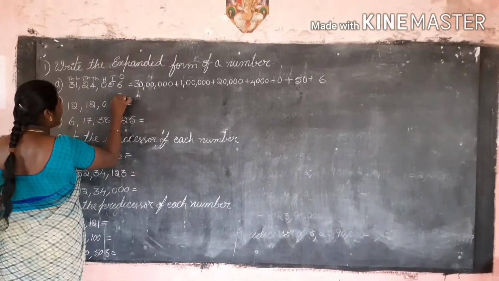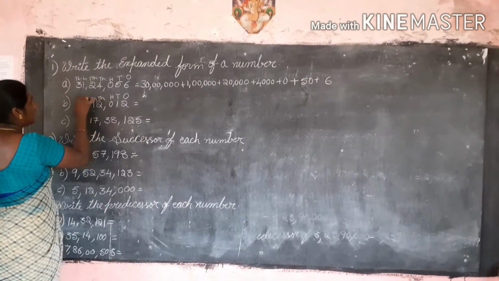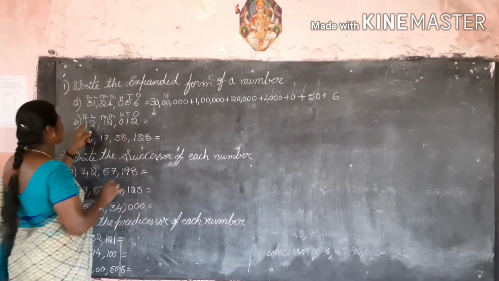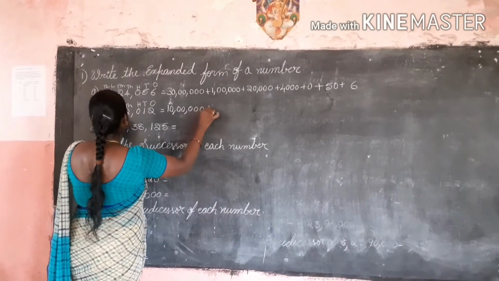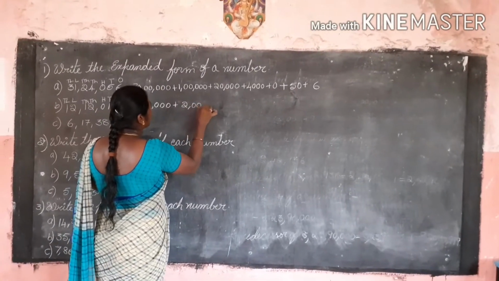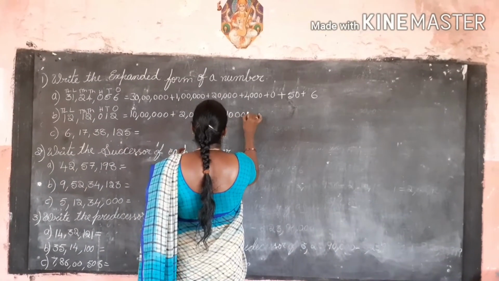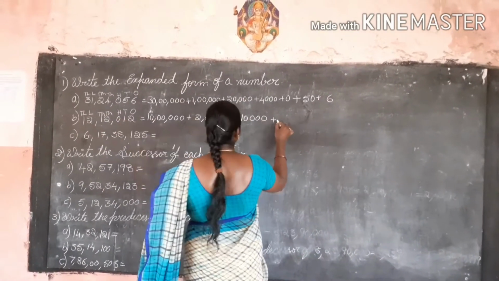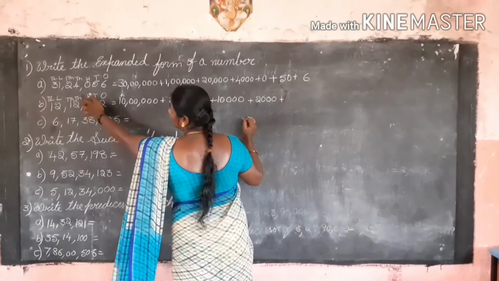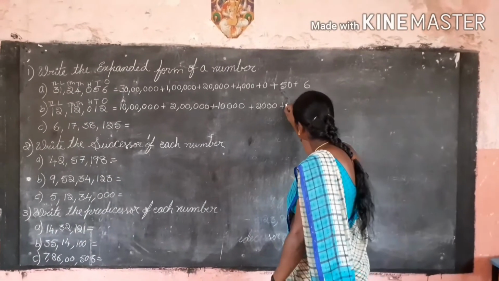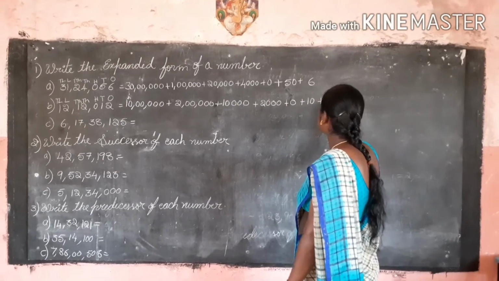Again here, ones, tens, hundreds, thousands, 10,000s, lakhs, 10 lakhs. Next, same. 1 is in the 10 lakhs place, 10 lakhs. 2 is in the lakhs place, 2 lakhs. Plus 1 is in the 10,000s place, 10,000. 2 is in the thousands place, 2,000. Plus 0. Again, what is the place value of 0? 0. Plus 1 is in the tens place, 10. 2 is in the ones place, 2.